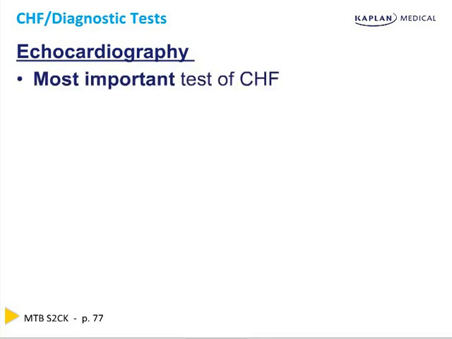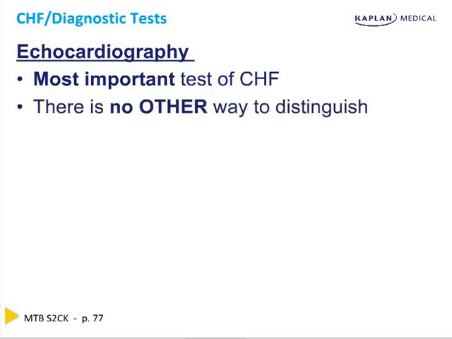The key to the diagnosis of all forms of congestive heart failure is the echocardiogram. It is clearly the most important test in congestive heart failure. Now, it's not necessarily the single most accurate test for ejection fraction, but it is what we use 99.9% of the time. Transthoracic echo is first.